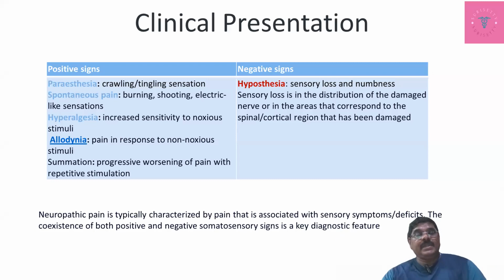So how will neuropathic pain present? Some positive signs, some negative signs. Positive signs mean paresthesia, that is a crawling and tingling sensation, spontaneous pain, burning, shooting electrical pains, hyperalgesia, increased sensitivity, and allodynia, pain in response to non-noxious stimuli.